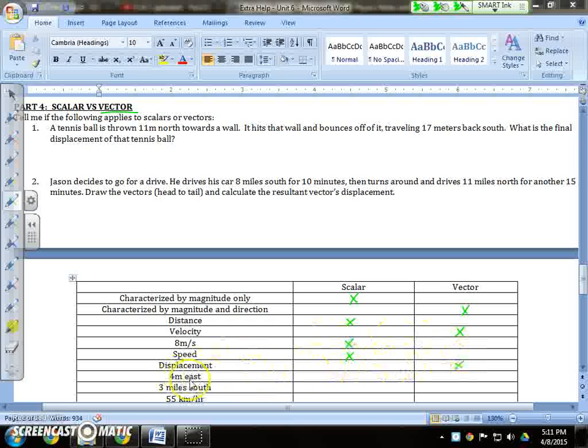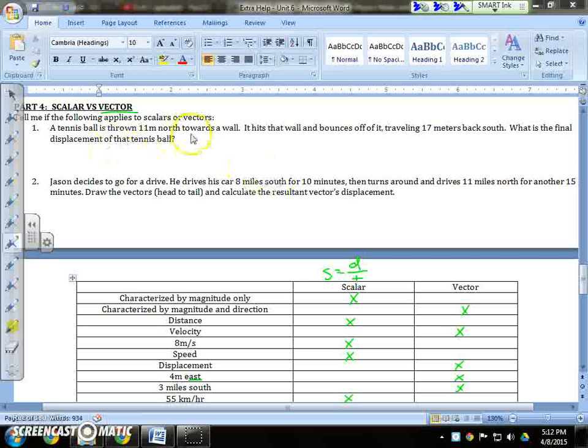4 meters east, the east gives us a direction, so we know that's a vector. 3 miles south, again a number and a direction, that's a vector. And 55 kilometers per hour is definitely going to be a scalar. So, scalars are simply going to be numbers. We do those whenever we use the equations, speed equals distance divided by time, stuff like that. You've been using those all week in class. The vectors are what we can actually start adding arrows to and creating drawings. So we're going to practice 2 of them real quick, and then we will call it a day.